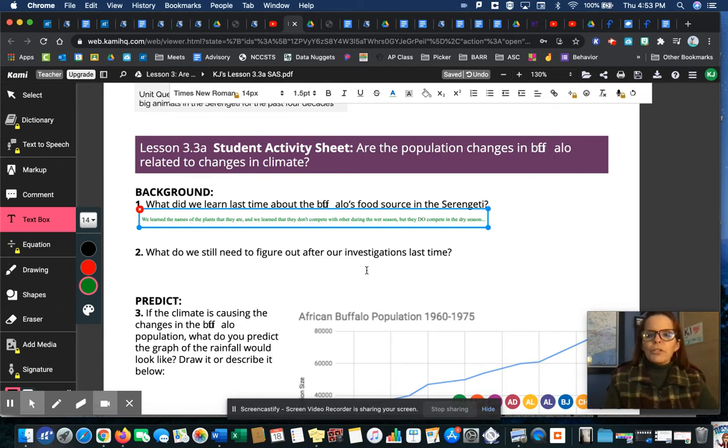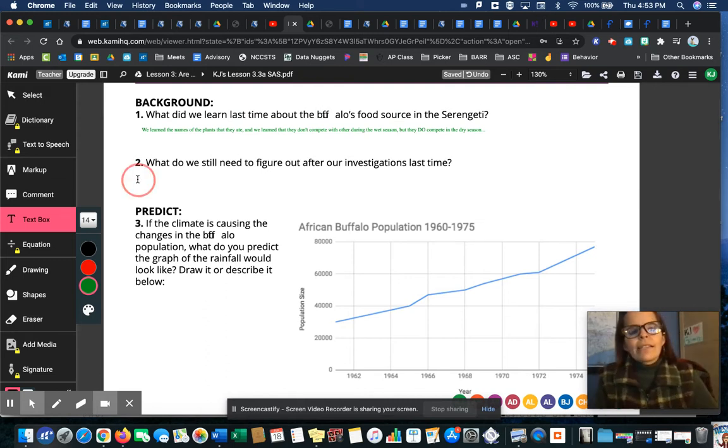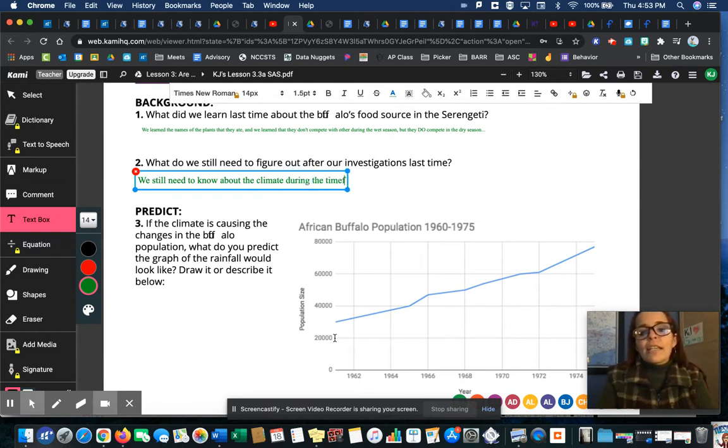That should be better. All right, what do we still need to figure out after our investigations last time? So last time we were kind of hypothesizing that maybe this giant increase in the buffalo population had something to do with increased food. But what we didn't know was was there increased food, and had the climate changed in some way? We didn't know anything about rainfall amounts or temperatures or anything. So we still need to know about the climate during the time frame. So from 1960 to 1975 or so, when the buffalo were increasing.